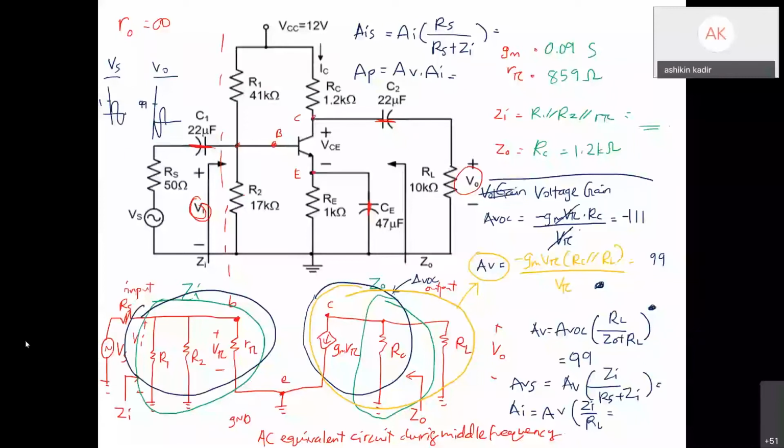And then for VI, here at the input side, VI equals VR1 equals VR2 equals V pi. Okay, so these are all parallel resistors. That's why for AV, your VI equals V pi. So here you can cancel your V pi.